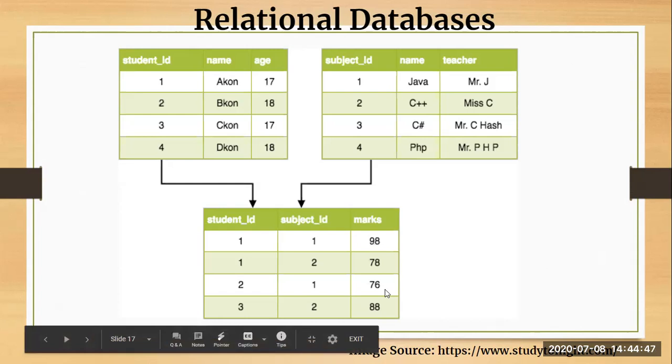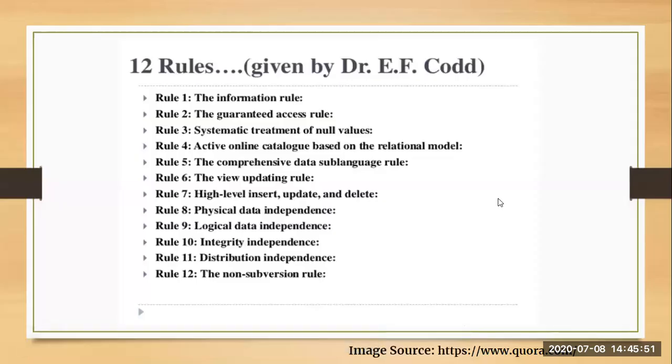Let us move to the next topic, which is Codd's 12 rules. Okay, so Dr. E.F. Codd has come up with the 12 rules. So any database is said to be a relational database only when it follows these 12 rules. Okay, so let us start with rule number 1, which is your information rule.